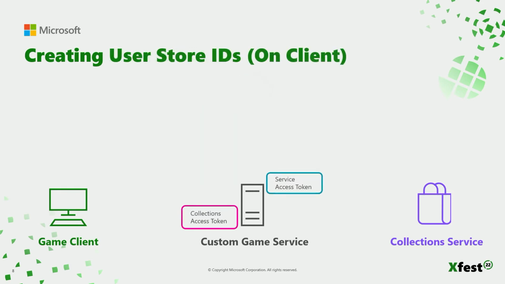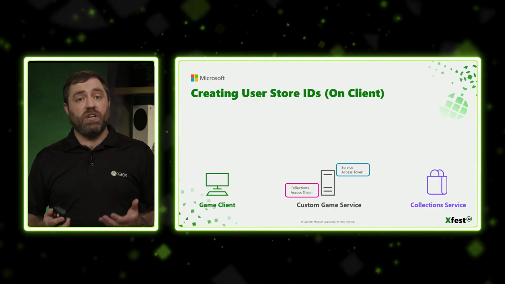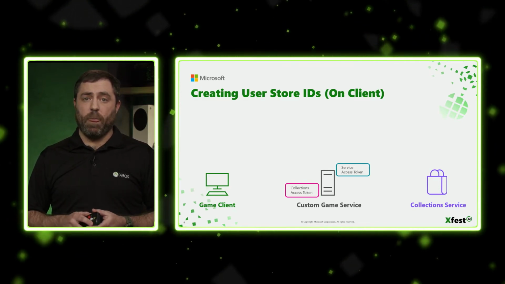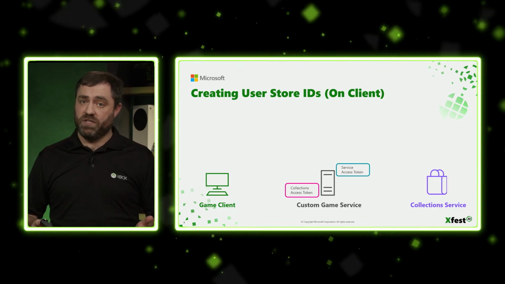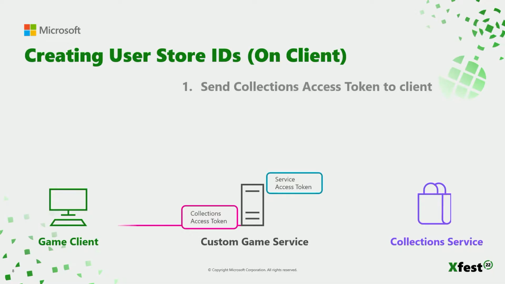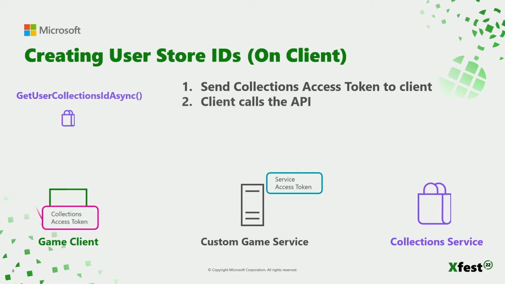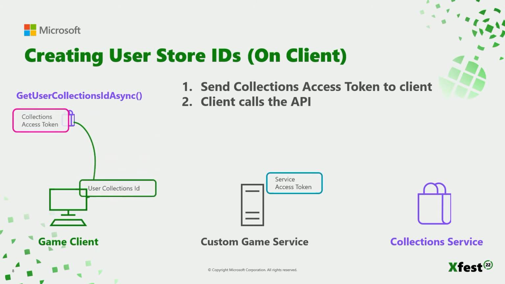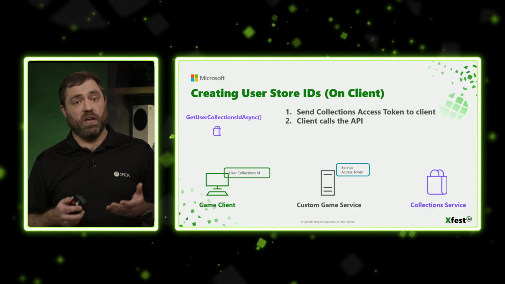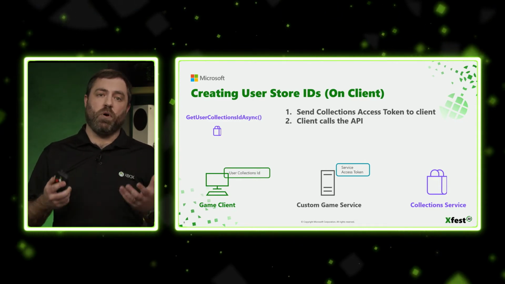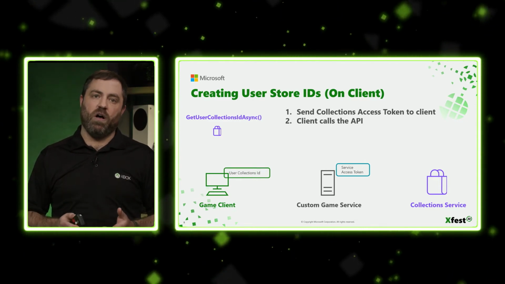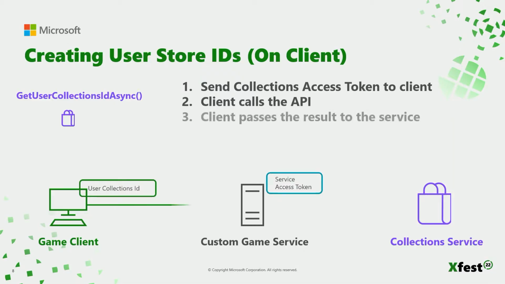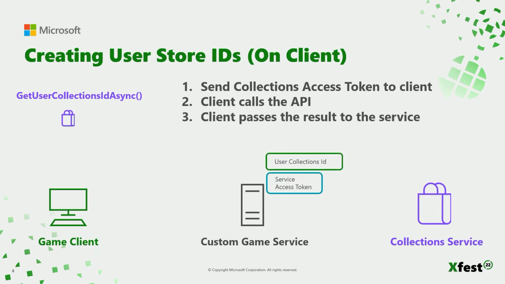Next, we need the user collections ID, which is generated by calling an API on the client from the GDK. We need the collections access token for calling this API. So we send down that access token to the client and then call the API get user collections ID async. If we were generating a user purchase ID, we would need the purchase access token and call get user purchase ID async. Once the user collections ID has been generated, the client sends it back to our game service.